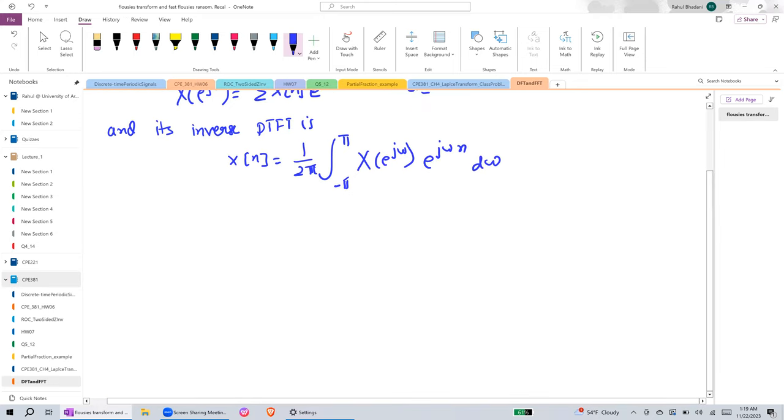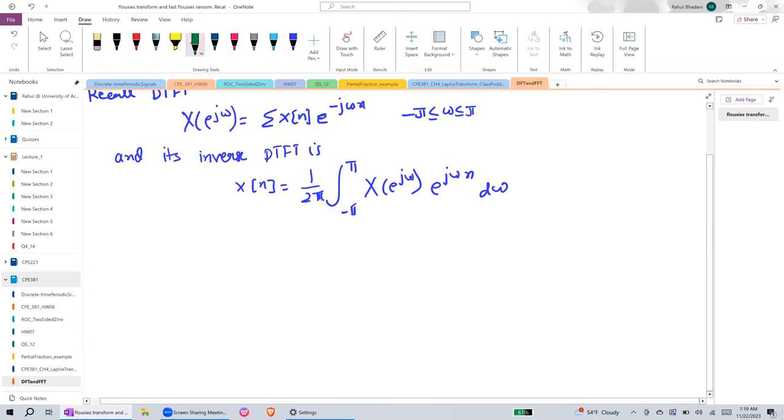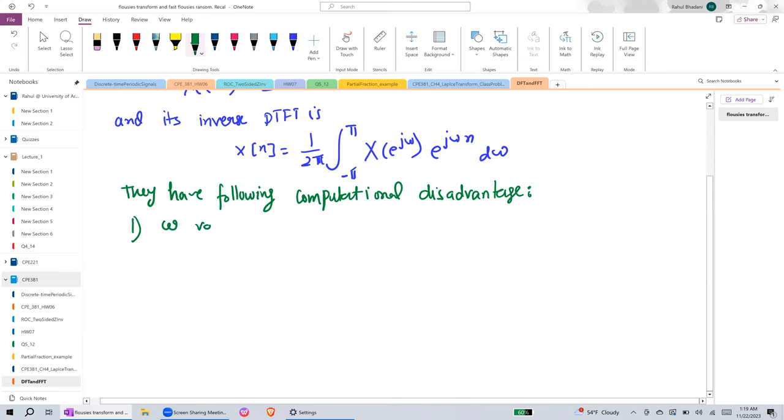Okay. However, there is a problem with calculating this way, is that they are computationally inefficient. They have the following computational disadvantage. Number one, that ω varies continuously. So discrete time Fourier transform is a continuous function, even though the discrete time signal is discrete. So continuously from minus pi to pi.